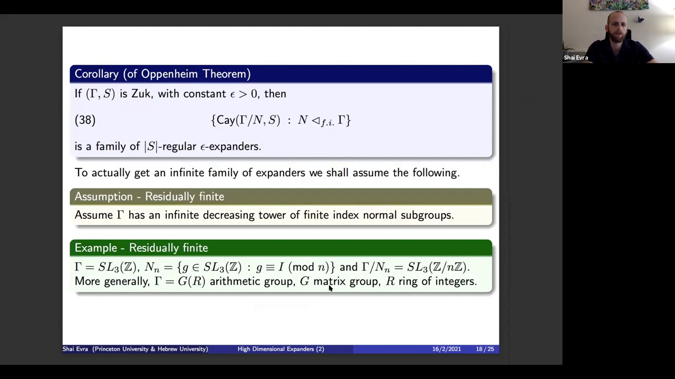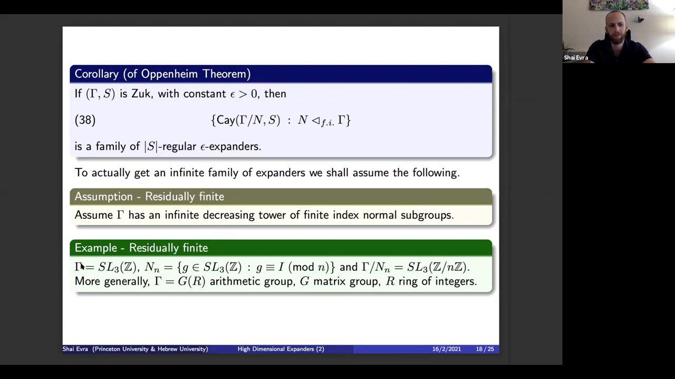And so you can now deduce the following corollary from the theorem of Oppenheim. If you have an infinite group gamma and a symmetric generating set S, and they are Zhuk, then this gives you a family of expander graphs, which are size of S regular and epsilon uniform expanders. And to get from this result an infinite family, you need to assume from now on some condition coming from group theory, meaning that the group gamma has a lot of finite index normal subgroups. But in some sense, I don't think you know of any example in which it doesn't happen.